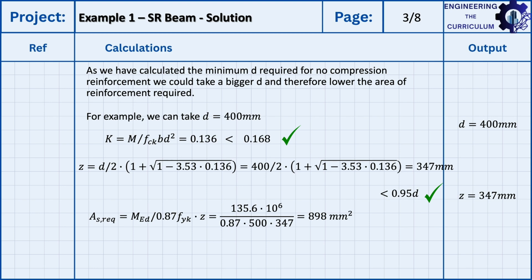The strength of steel is the same, and the only thing really that's changed is Z, the lever arm, at 347 millimeters. Now just remember that 10 to the power of 6 is to organize my units. And if I do that, I end up with a required area of steel of 898 millimeters square. So this is much smaller, so I can see by adding to my effective depth, if I can, I can't always, there are sometimes limitations, I will get a smaller area of reinforcement.